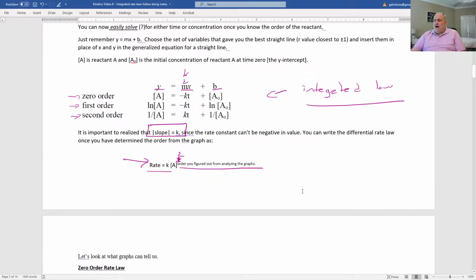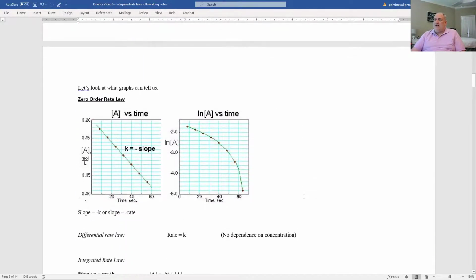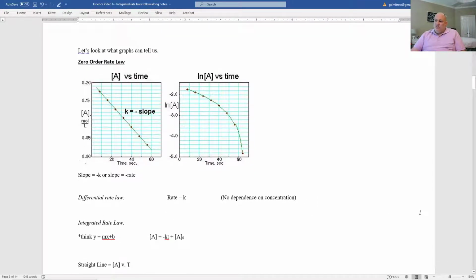Now, how does this all play in? So let me take a look at the actual graph. If we have a zero order graph, this is actually taken from data, and if you take a look, we have the concentration of A on the y-axis and we have time on the x-axis. And you see we have a straight line, and if we saw a line and it was concentration versus time and we got a straight line, that is always zero order.